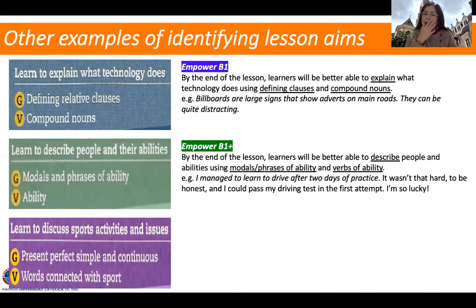And here, my specific lesson aim is, by the end of the lesson, learners will be better able to describe people and abilities using modals, phrases of abilities, and verbs of ability. Here, my function: to describe. My grammar: modals, phrases of abilities. And my lexical set: verbs of ability.